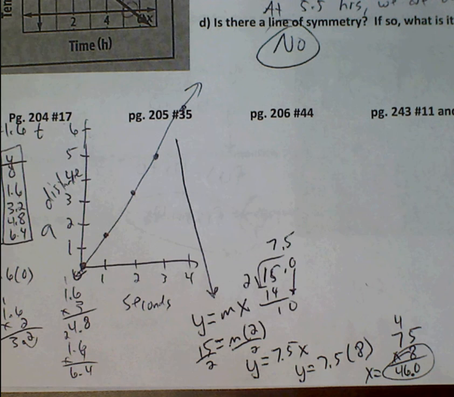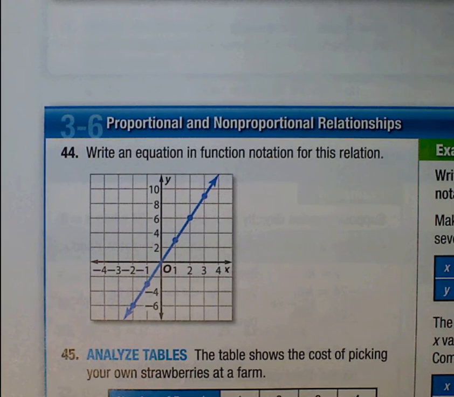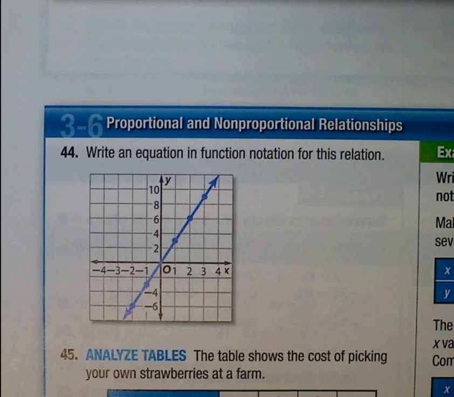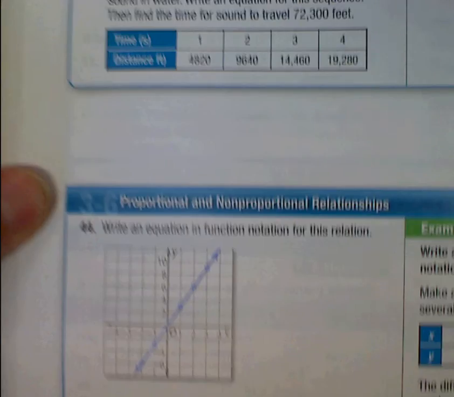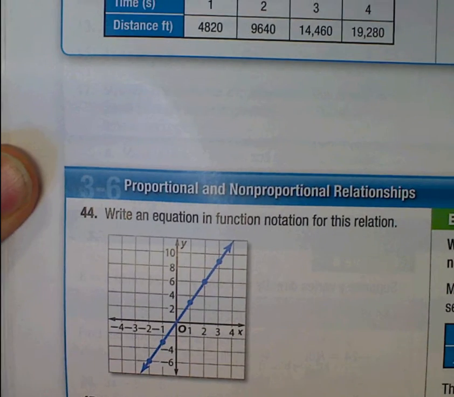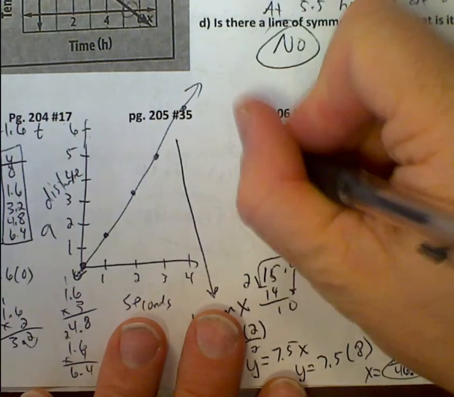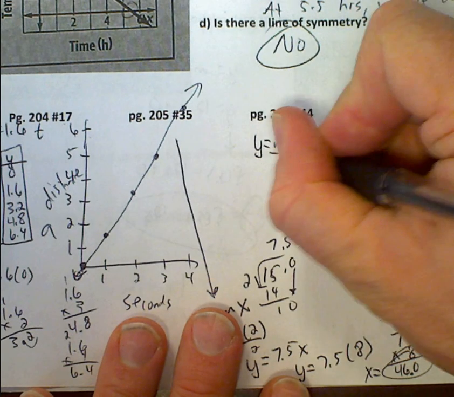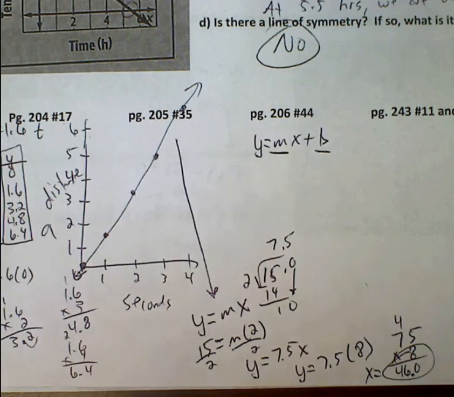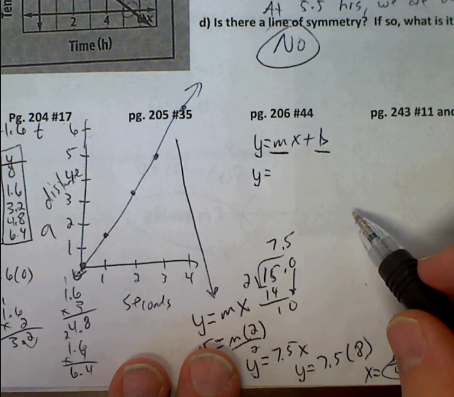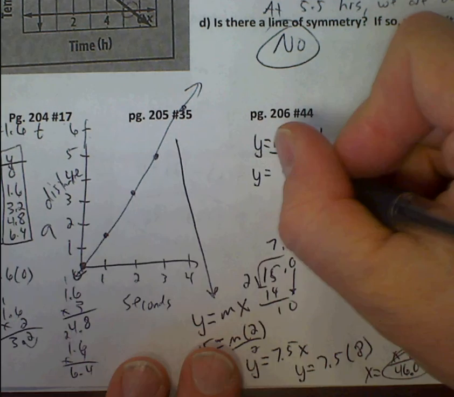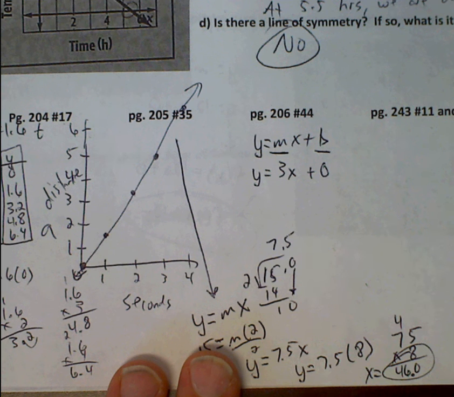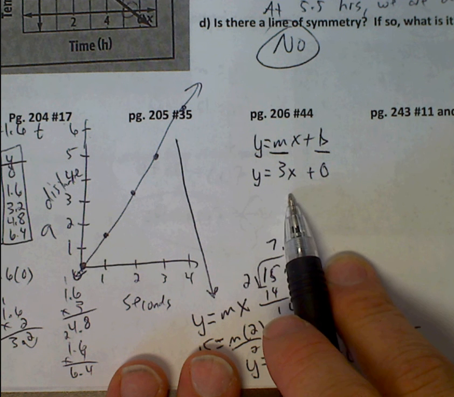Page 206, number 44. And there's my number 44. Write an equation in function notation for this relation. Okay? So the first thing is I need to find the equation. If I need to find an equation, I need y equals mx plus b. I need my m and I need my b. I need my y-intercept and I need my slope. So my y-intercept is 0 and my slope is up 3 over 1. So I already found my equation by looking at the graph.